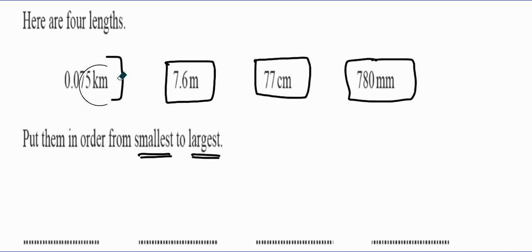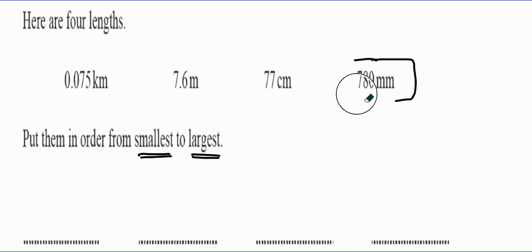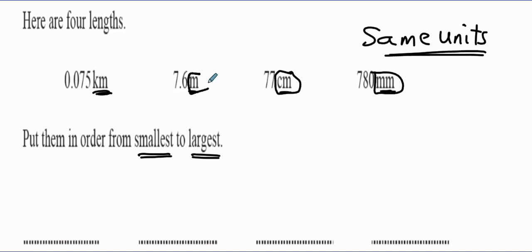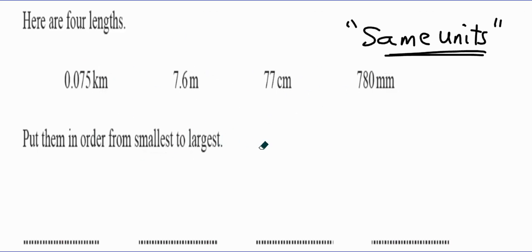Now here we can't put them in order unless we have converted these units, kilometer, meters, centimeter, millimeters. We have to make them into the same units. The units should all be the same. Now, after making them the same units, we can put them in order of size from smallest to the largest. Okay. Now, how do we do this?